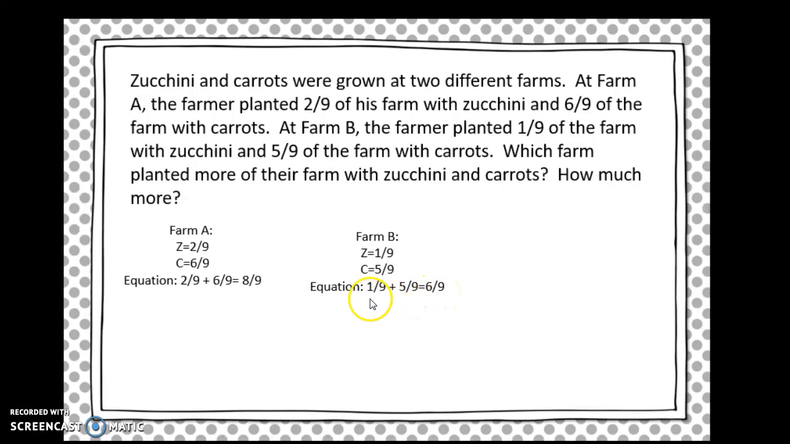I remember that I'm only adding my numerators together, so I do 1 plus 5 equals 6, and my denominator stays the same. I never add my denominator when I'm adding or subtracting fractions.